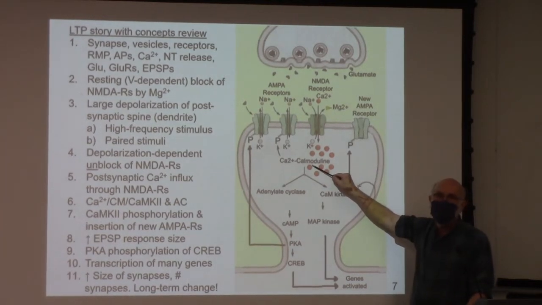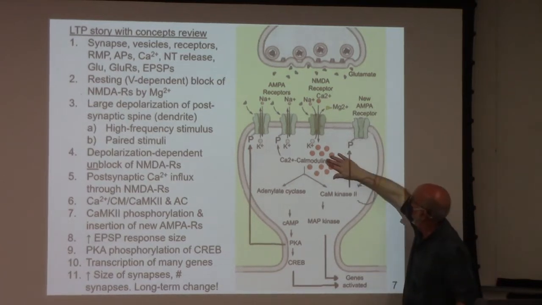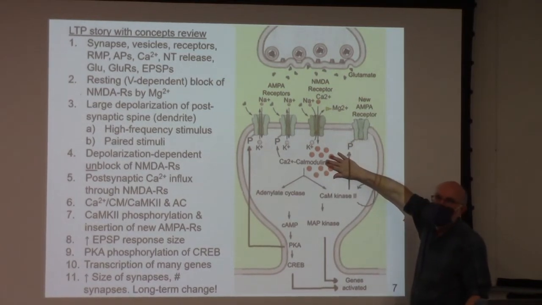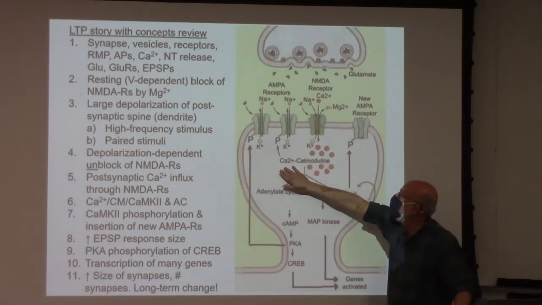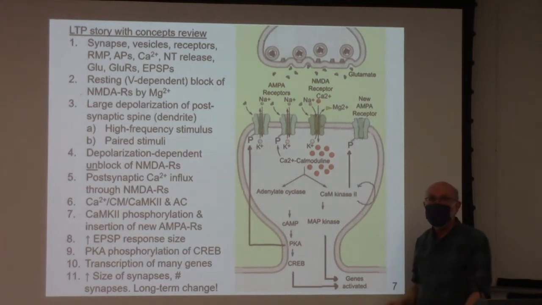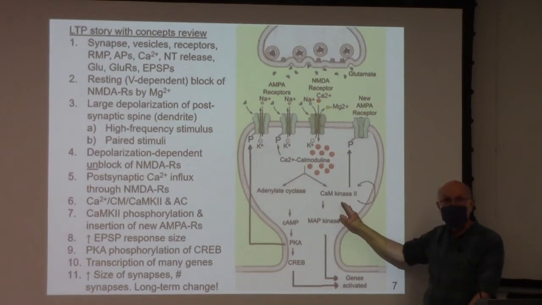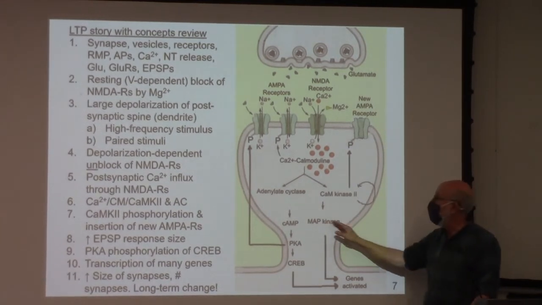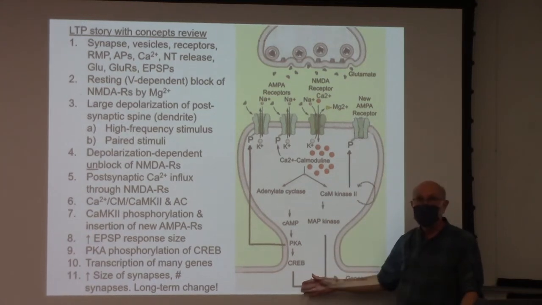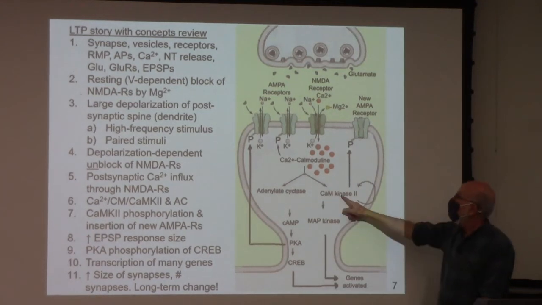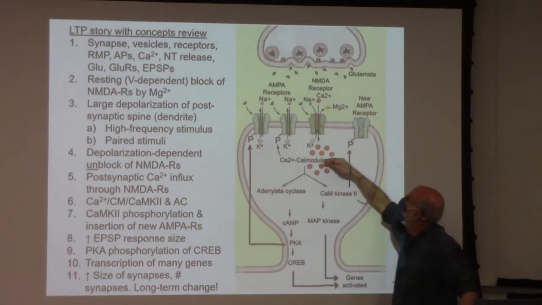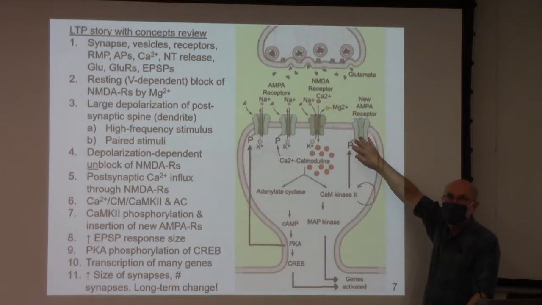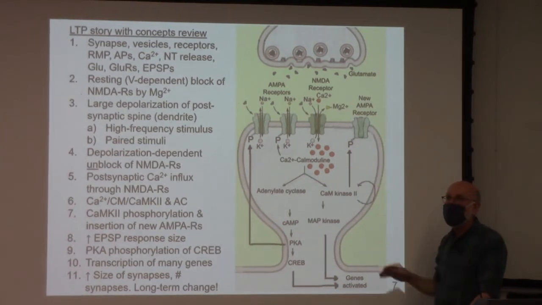a calcium binding protein, an effector, calmodulin. This was a French review, so it's calmodulin. Calcium binds to calmodulin and activates it. That activates kinases. Kinases activate cascades. This kinase phosphorylates these receptors and makes more of them and makes them more active.